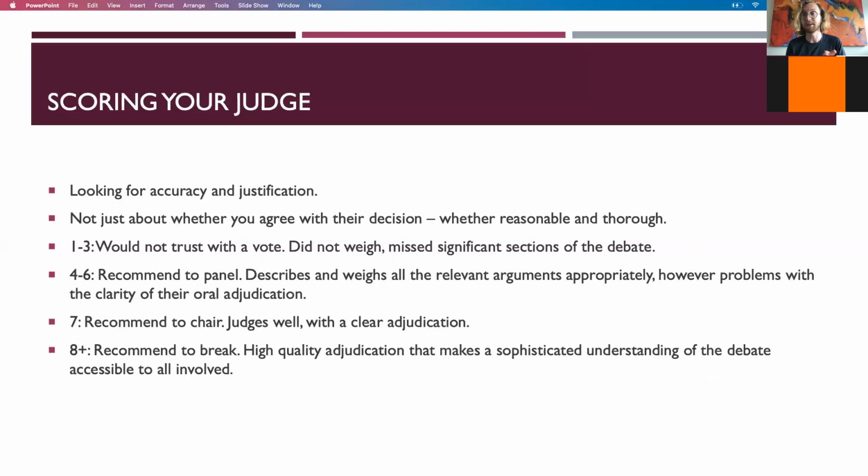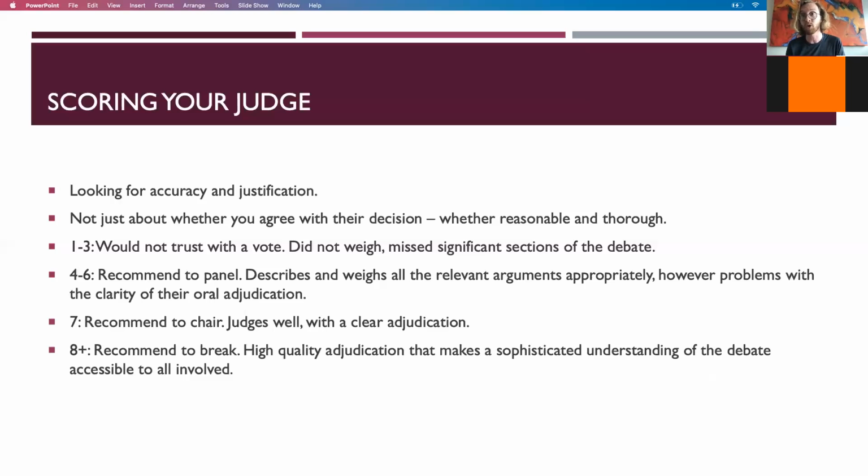So if you give a 1 to a 3, you would not trust this person with a vote going forward. They did not weigh the material. They missed significant sections of the debate in a way that made their adjudication incoherent. I apologize if you have to give anyone a 1 to a 3 at this tournament. Sometimes judges are simply not up to the task in a particular debate, so don't be afraid of giving out those scores because it's good information for us, but be sure this is not someone who you'd want judging or voting as a panelist in any debate going forward unless they show significant signs of improvement.